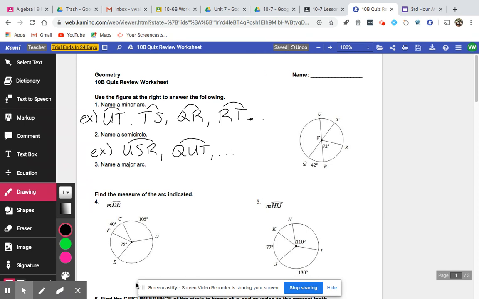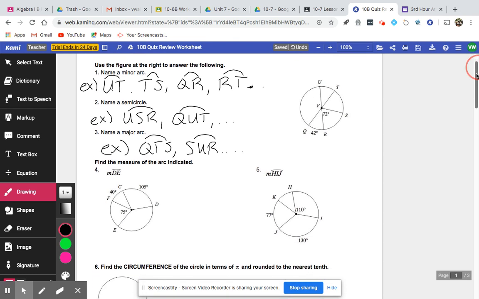Name a major arc. Again, more than one option you can choose. These are just examples. You don't have to have these. These are just ones that you can have. QTS is one such example. Another example, SUR. And I'm only going to list 2 here because I don't want to list every single major arc. It just says name 1. I gave you 2.